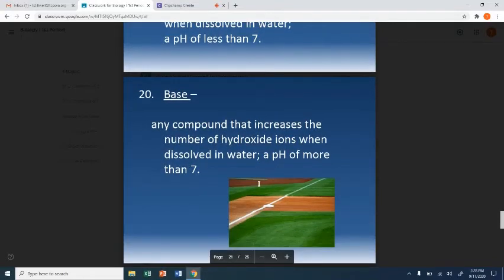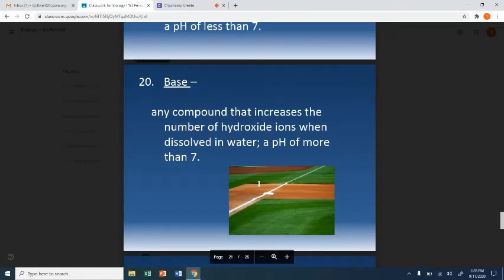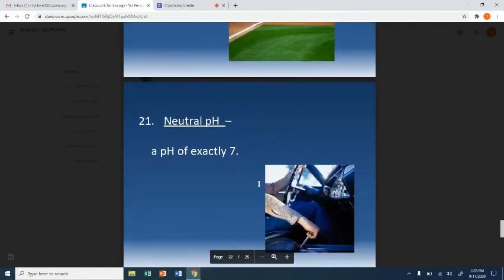A base is any compound that increases the number of hydroxide ions when dissolved in water. So again, it's in relation to water. So when we add a base to water, you get a lot of OH negatives floating around. It's a pH of more than 7. Things like bleach and milk and antacids are bases.